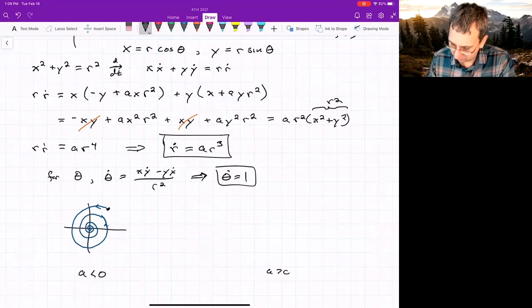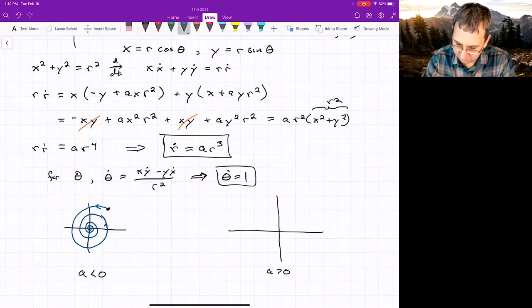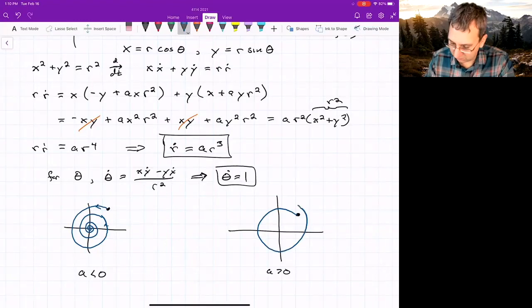For a greater than 0, you could probably guess what's going to happen. If we start with the same initial condition, this will go around and it'll be outside, and it'll just keep continuing and spiraling out.